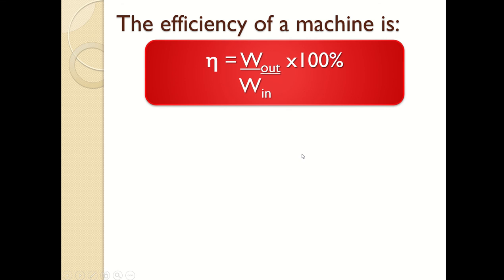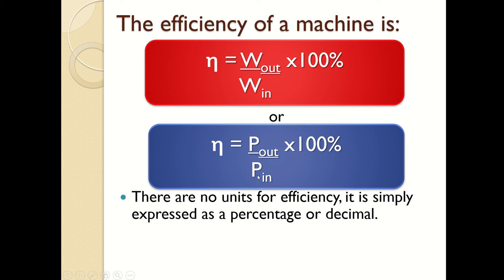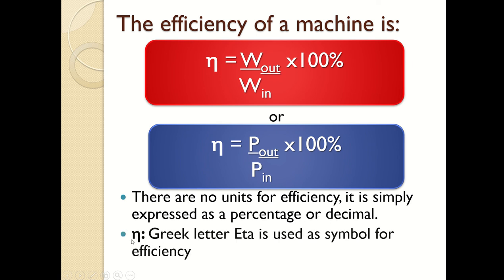So that's why we have the following two equations. One of them: efficiency is defined as the work out over work in times 100%. So we look at the ratio, and then convert the decimal to a percent, where this letter here is called eta, Greek eta, which is the symbol for efficiency. Or we can look at the powers: the ratio of power out over power in times 100%. Again, there are no units when it comes to efficiency. It's just a percentage, or sometimes expressed as a decimal. It's just a ratio. And again, the Greek letter eta is used as a symbol for efficiency.